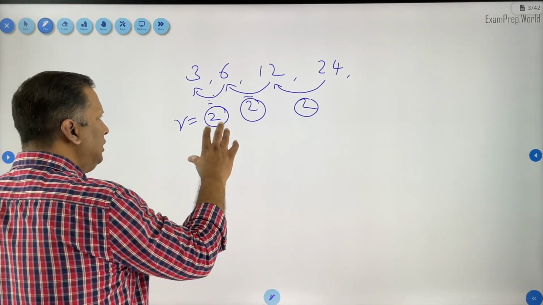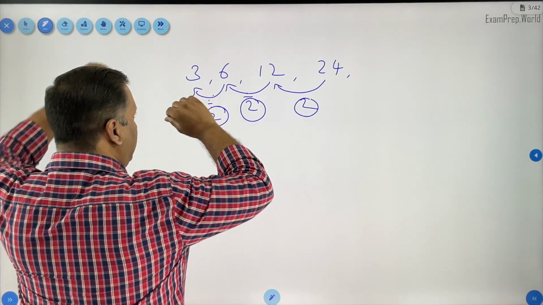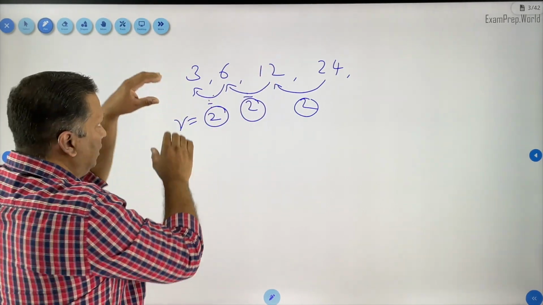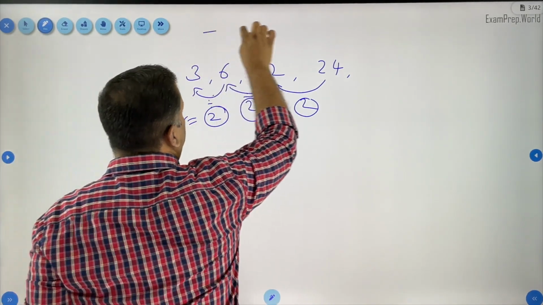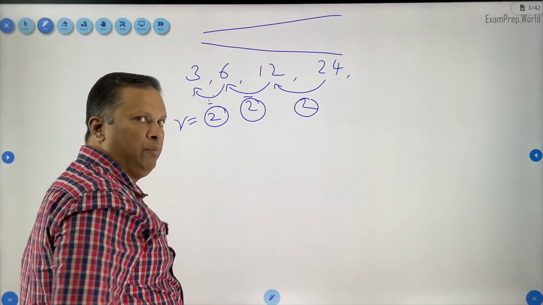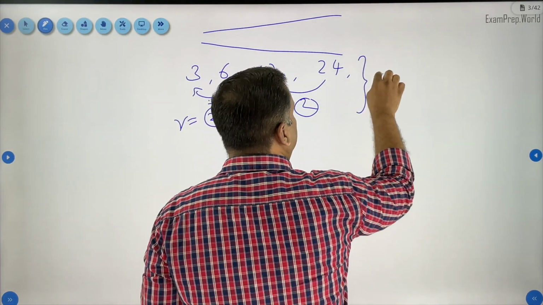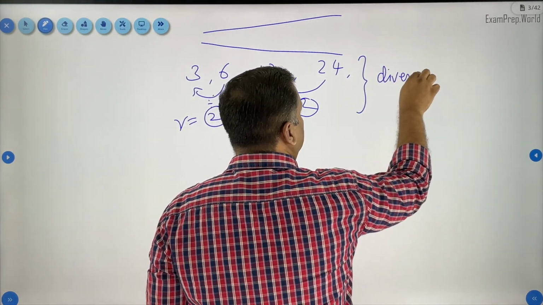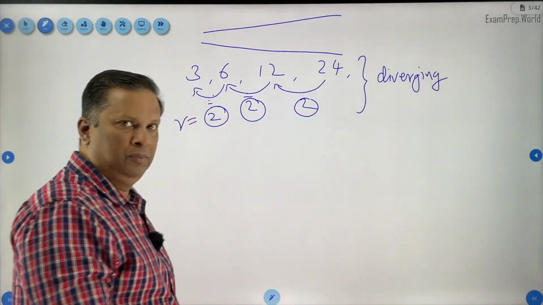Now if r is more than 1, here what you see, a small term is becoming bigger, bigger and bigger. So the series is something like a small term, going on becoming bigger. This kind of series we call a diverging series, or diverging sequences, right?